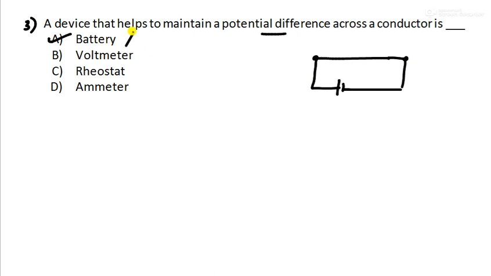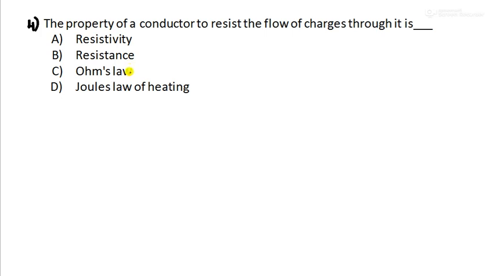Sometimes they will also give electric cell. So both of them are right. The power source that can be used to maintain the potential difference. Answer is A, that is battery. Okay, moving to the next question. So this is our next question, question number 4.